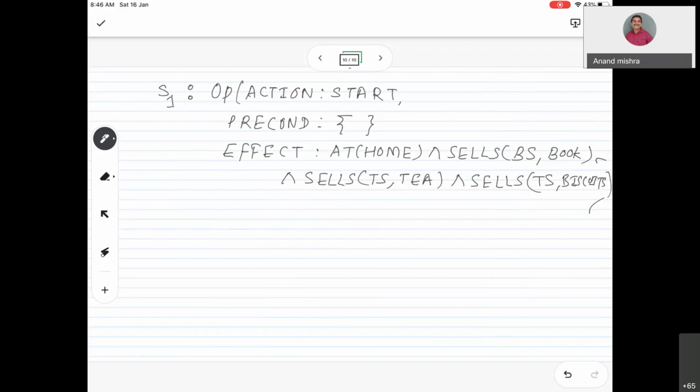Now, from here, you have to reach S2, the final state or the finished state. How do you write the finished state? So here we are writing it like this. The action is finish. What is the precondition of finish? The precondition of finish and the effect of finish.